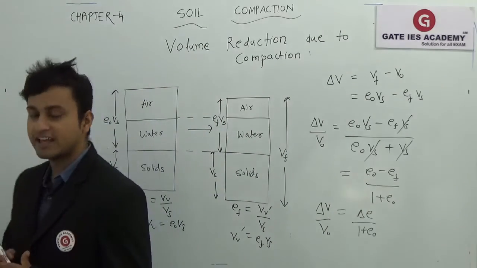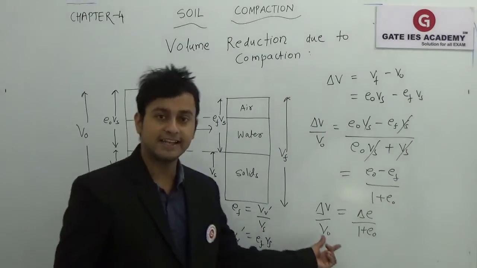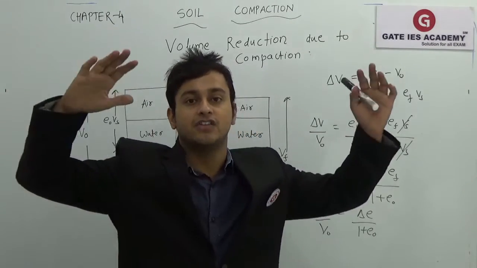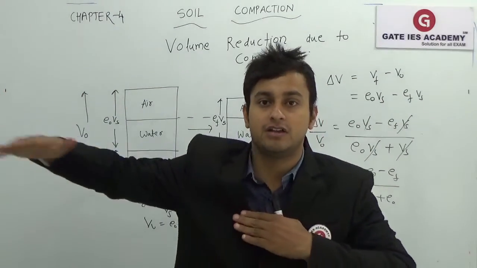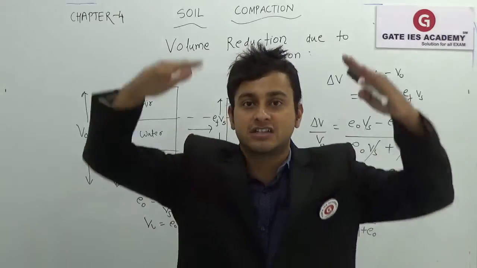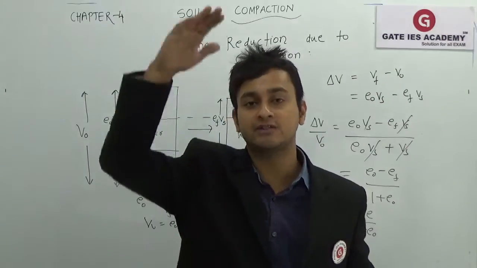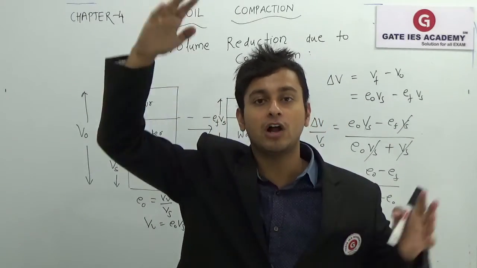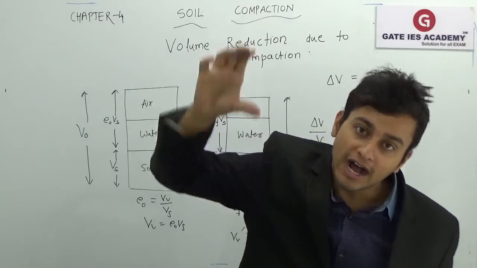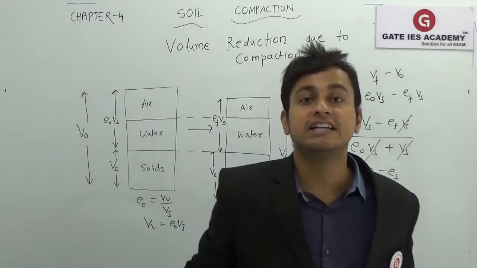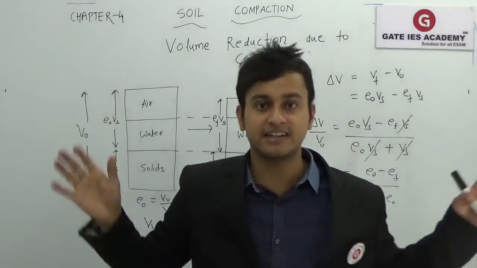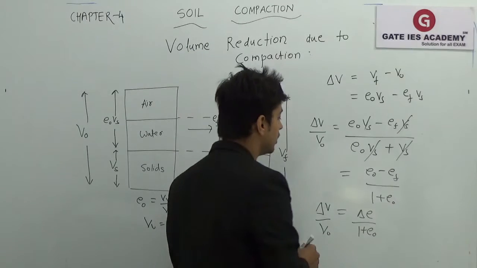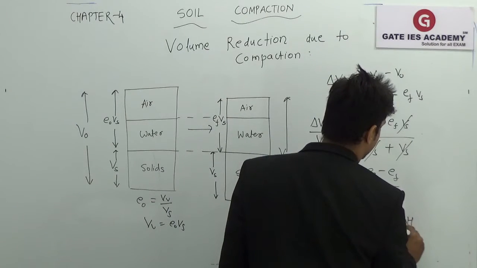Most importantly, here I got delta V by V naught, but we know that the extent of the area is very large in comparison to depth. The depth is very small, might be 10 meters or so, but the area is huge. So the change in volume is nothing but the change in the height itself, because the area is not going to change much, as we consider an infinite length of soil. So this is also equal to delta H upon H naught.